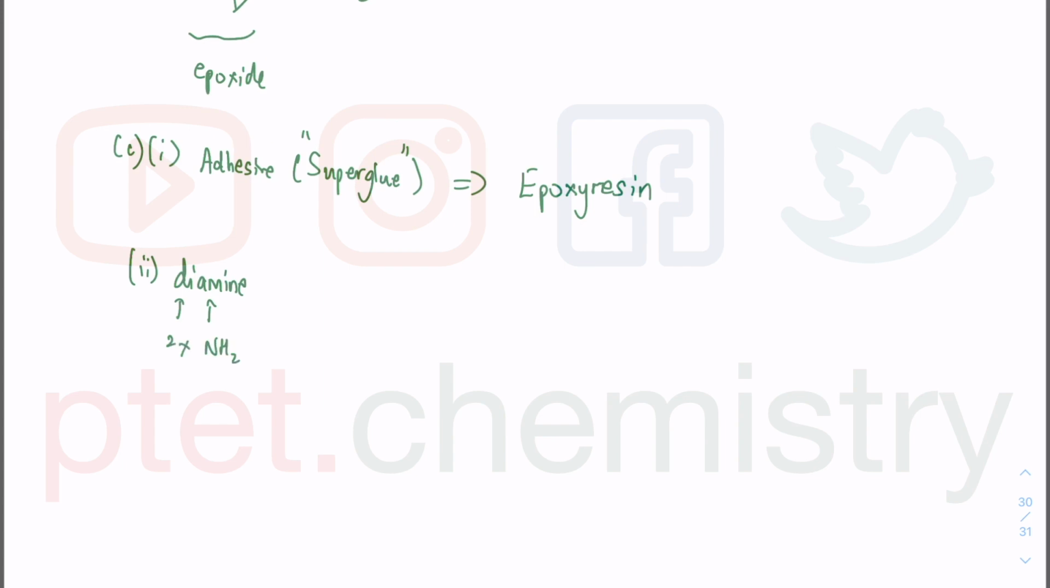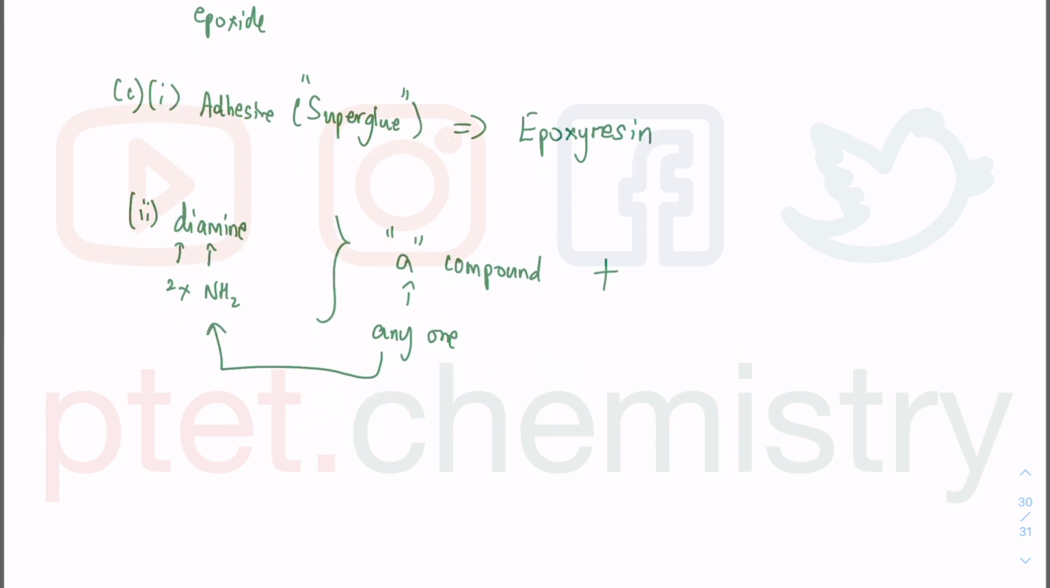So what do we have? Draw the structural formula of a compound. They say a compound. They don't say the compound. So a meaning anyone. But remember, you gotta have 2 times NH2. And what else? You have alkyl chain. Alkyl chain meaning in between the terminal.